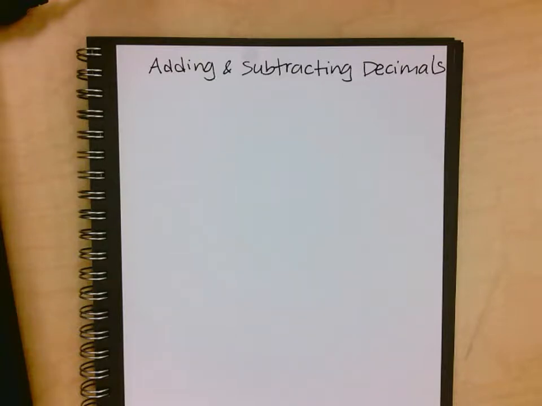When we do adding and subtracting decimals, you use the same strategies that you use when you are doing regular adding and subtracting, but you have to make sure that your decimals get lined up in your problem, because that will help ensure that your place values are all in line with each other.